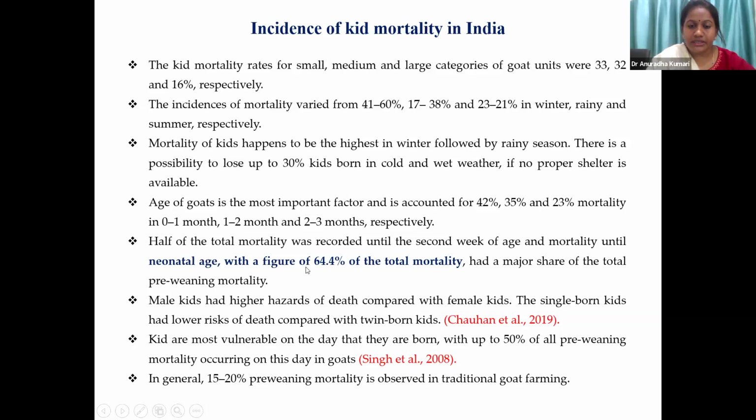Half of the total mortality that is reported occurred during the second week of age. Out of the total pre-weaning mortality, 64.4% is during the neonatal period. As for the vulnerability of kids, 50% of pre-weaning mortality occurs on the day the kid is born.